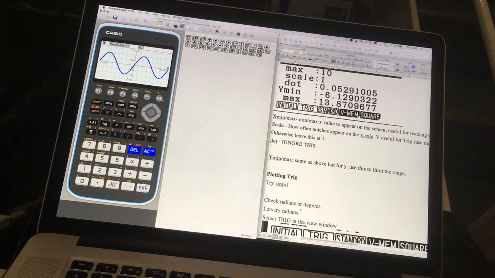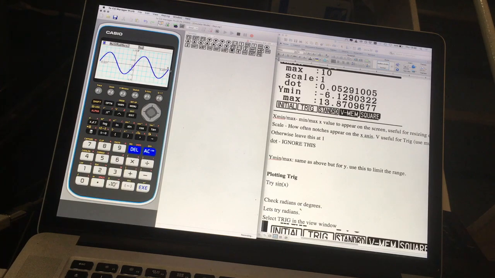Exit, draw, and we got a lovely sine graph from 1 to -1. Don't know why it's done that now. And you can see we've got our x values are divided up into pi by 4s. So we can see there's pi by 2, there's pi, 3 pi by 2, and 2 pi.